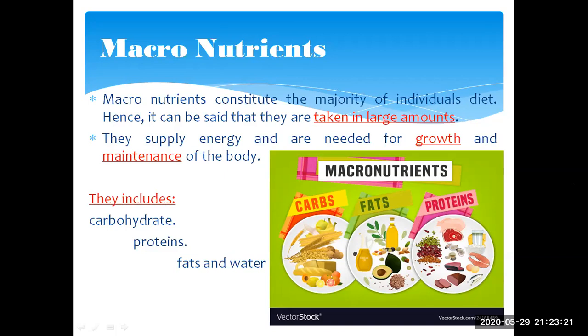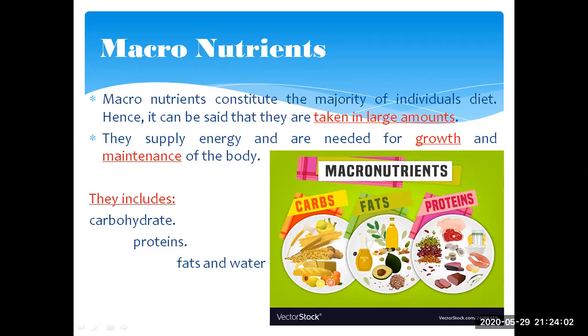Next one is fats. Fats contain carbon, oxygen, and hydrogen in the percentage of 76, 12, and 12 respectively. That means carbon 76%, oxygen 12%, and hydrogen 12%. Fats are essential and important for many body functions. Fats keep us warm and protect our internal organs. Fat also helps in the production of hormones.